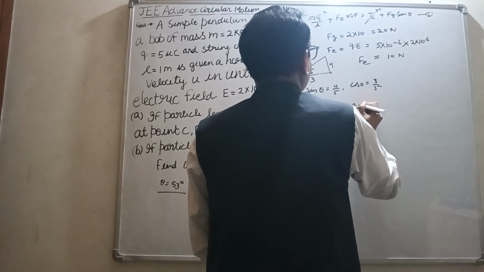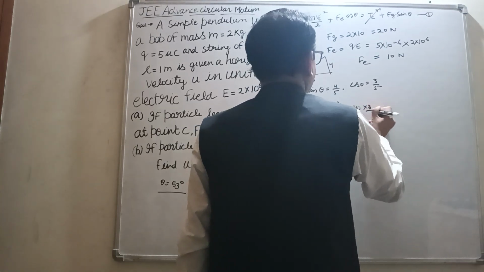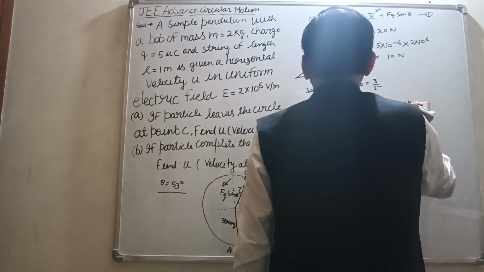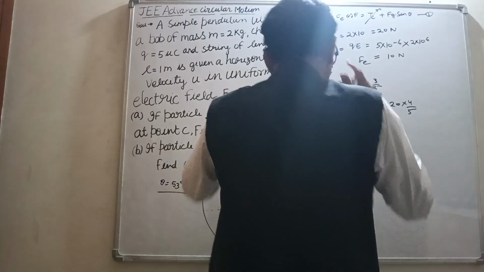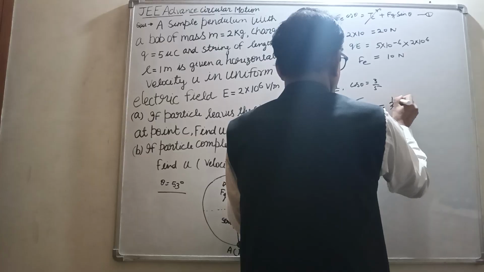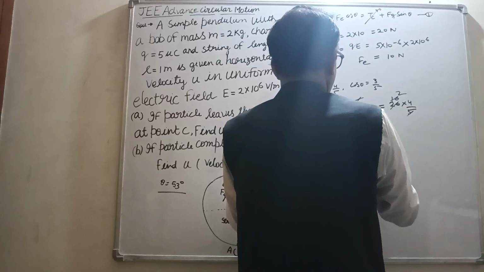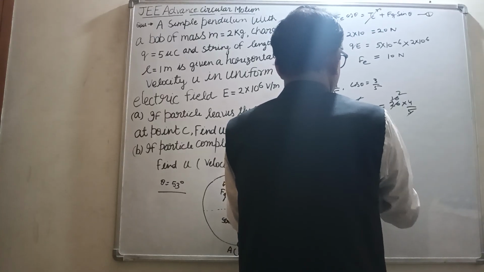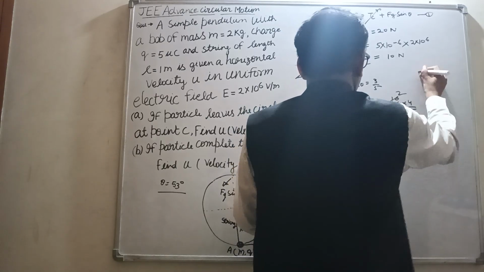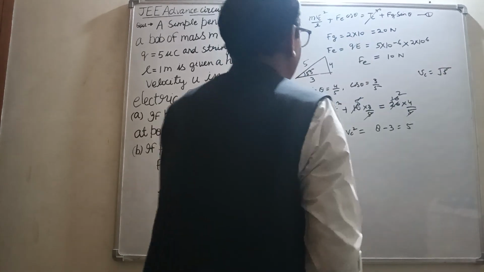FE is 20, FE is 10 and cos theta is 3 by 5, and this is FG, 20 into sin theta. Sin theta is 4 by 5. So VC square becomes 8 minus 3, 5. So VC becomes root 5. So the velocity VC is root 5.